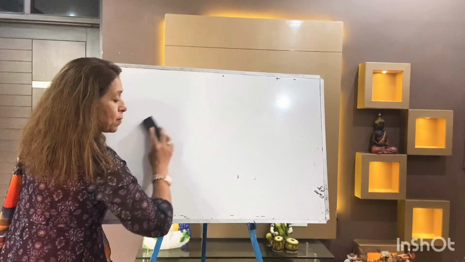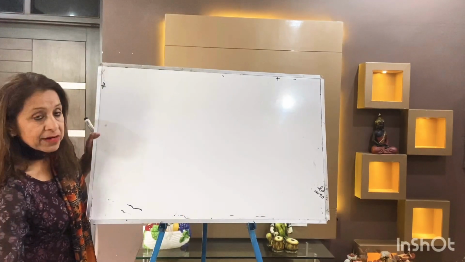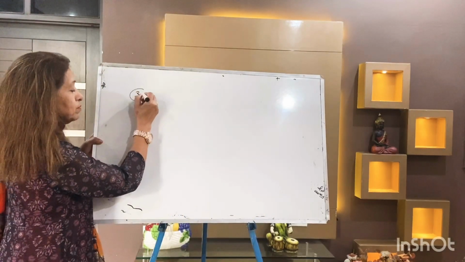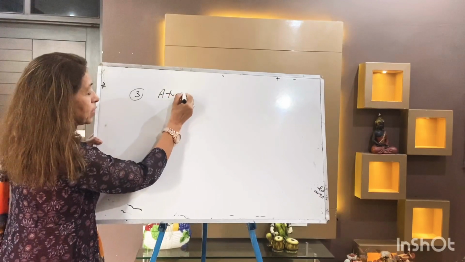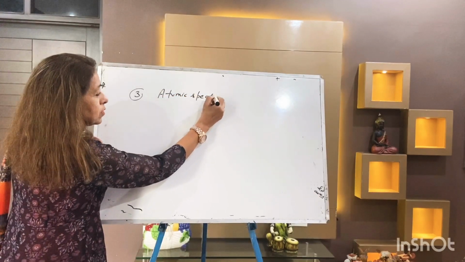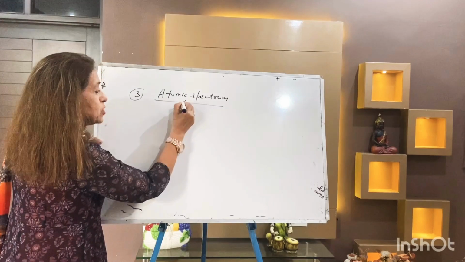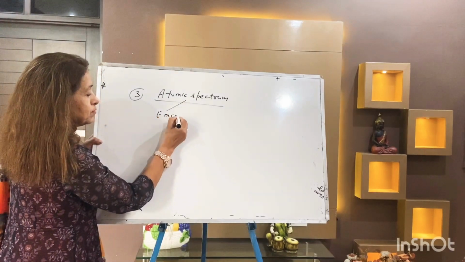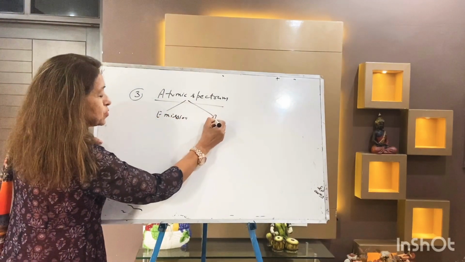We have completed electromagnetic spectrum, solar spectrum. Now I am taking atomic spectrum. The third is atomic spectrum, which is further of 2 types, emission and absorption. It's emission and absorption spectrum.